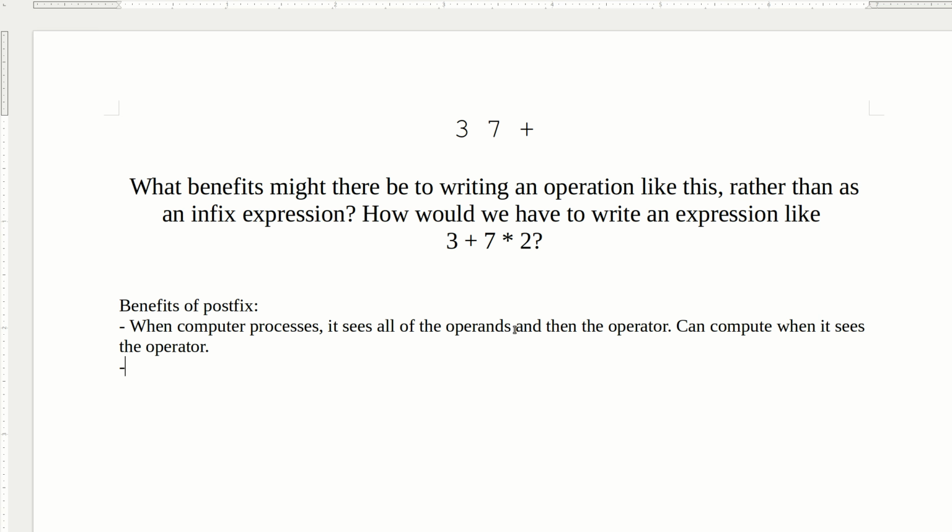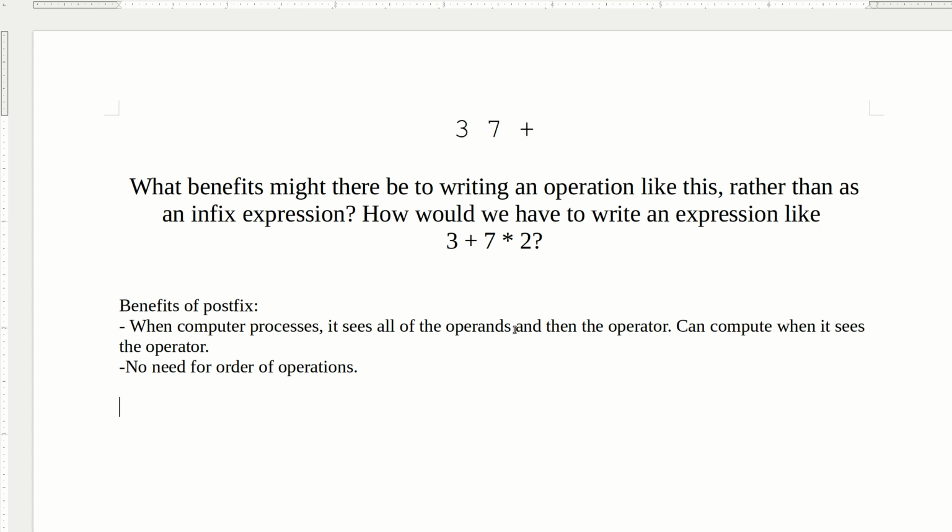The other thing that's not as obvious from 3 7 plus, but that we established a little bit before, was that there is no need for order of operations. A postfix statement is structured in such a way that when you see an operator, you do that operation, and they are ordered in a way that provides that structure to it.